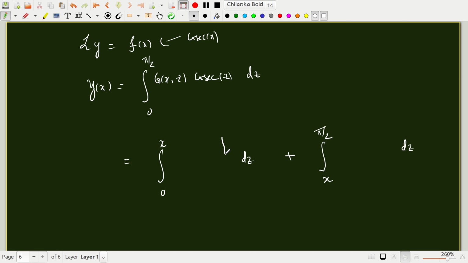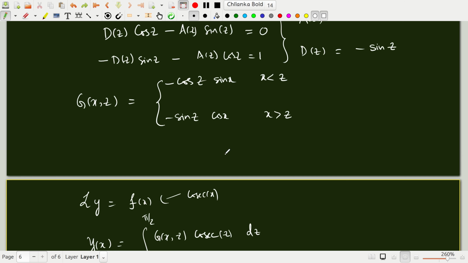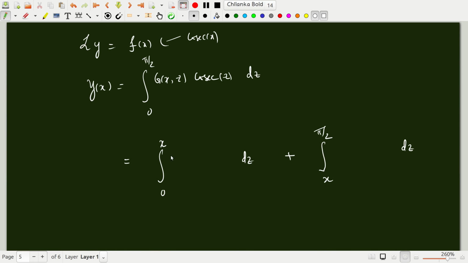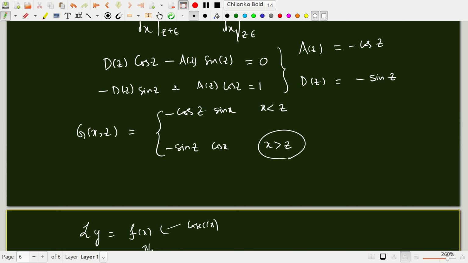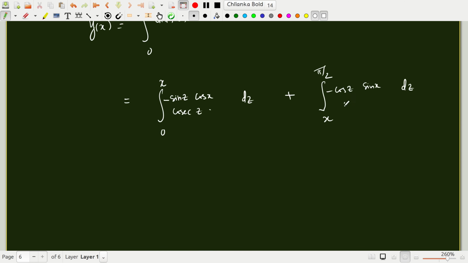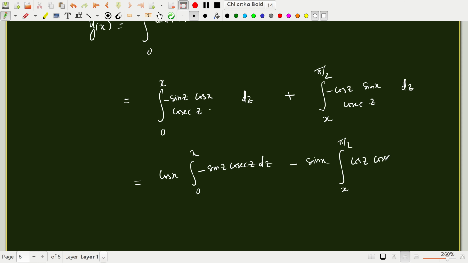So when z is less than x, we know what the form for the Green's function is. So you have to use this: x is greater than z, minus sin z cos x cosecant z dz. Here you will have x less than z, minus cos z sin x cosecant z. If I integrate this, I can pull out this cos x, because the integral is only with respect to z. So minus sin z cosecant z dz. Similarly, minus sin x, cos z cosecant z dz.